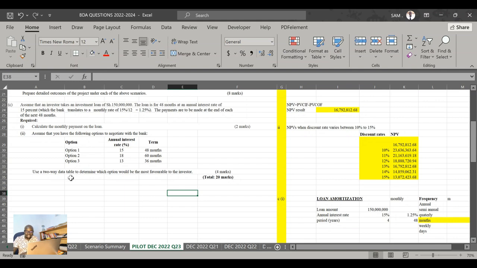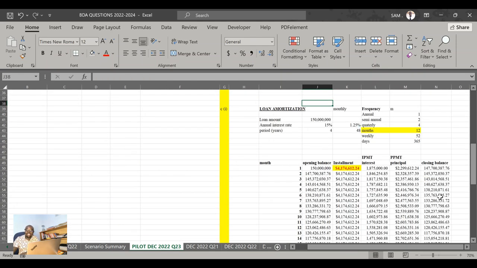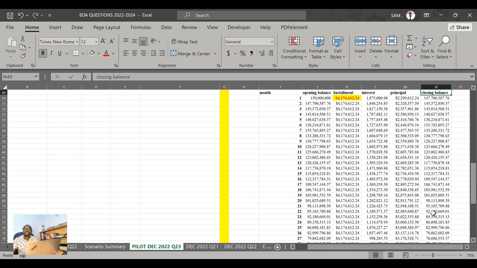And the examiner is telling us, assume that you have the following options to negotiate with the bank. Now, there was a loan here. When we did the loan amortization, an investor took a loan from a bank of 150 million. The loan was to be paid back in 48 months. The annual interest rate given was 15%. And we did the amortization. If I can just go through this end, you can see we already amortized the loan to zero balance at the end of the 48th month. And I believe you still remember. If you don't remember, review the video, you'll remind yourself.